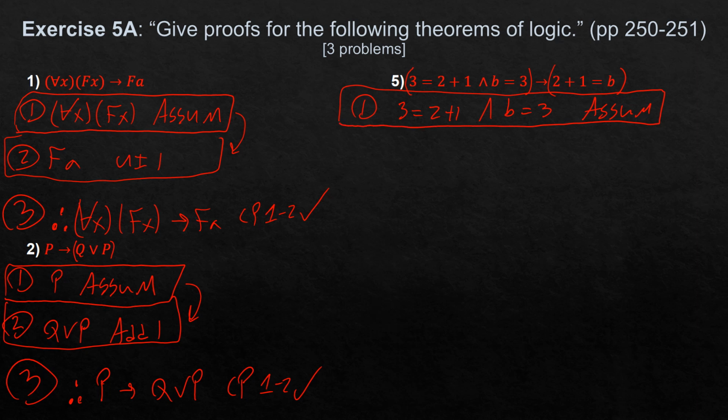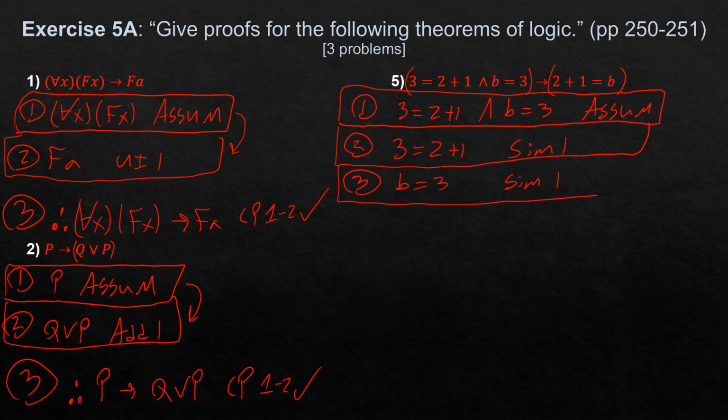And then we can simplify. For line 2, we can get 3 is equal to 2 + 1. This is the simplification of line 1. And then we can also get b is equal to 3 by the simplification of line 1. Some textbooks would require you to do the commutative rule in line 1 before you get b equals 3 by simplification, but the Suppes and Hill textbook doesn't require that, thankfully.